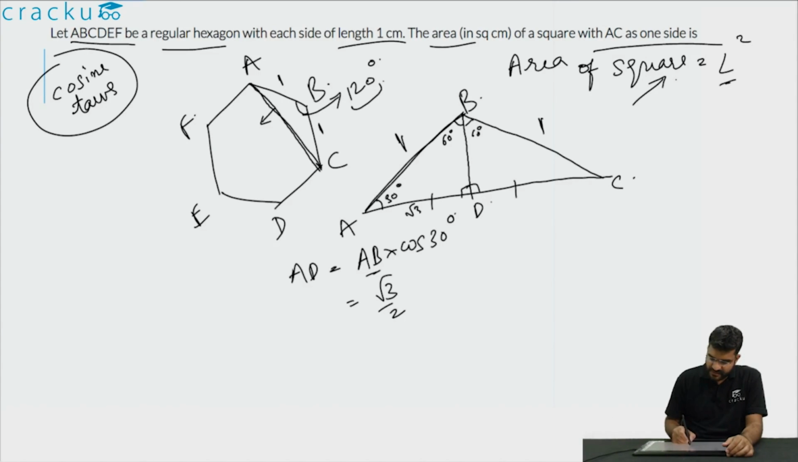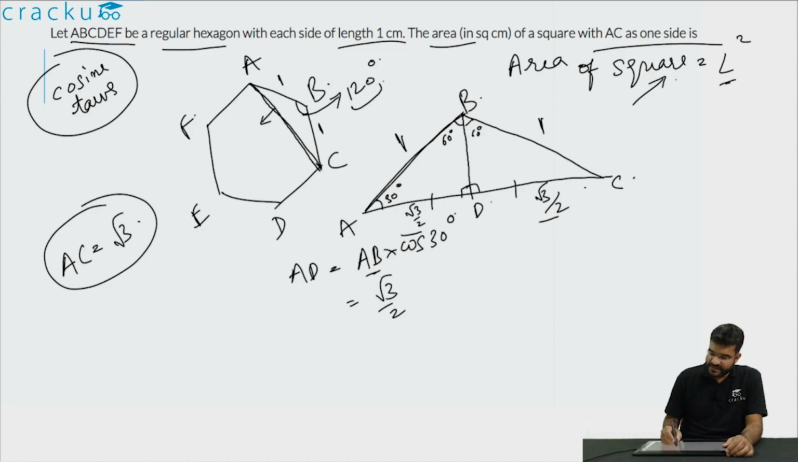That is, AD is root 3 by 2. Therefore CD will also be root 3 by 2. And the length of AC will be root 3 by 2 plus root 3 by 2, which is equal to root 3. Therefore, the area of the square is L square, so it will equal 3.